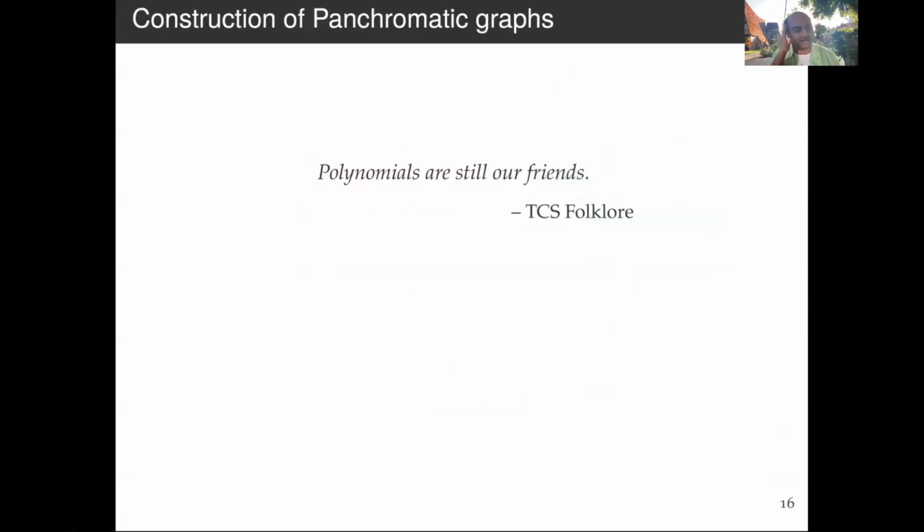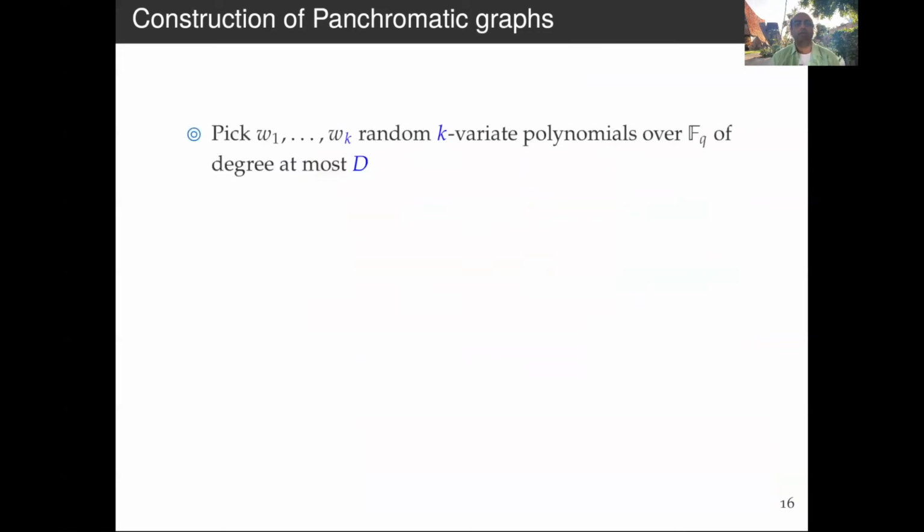And how do we construct these graphs? Since random graphs don't satisfy it, then we look at polynomials, and they have always been helpful for us, and we construct them using polynomials. So the idea is to first pick k random polynomials, each of them being k-variate over F_q, of degree at most some capital D, where we pick a suitable D later.